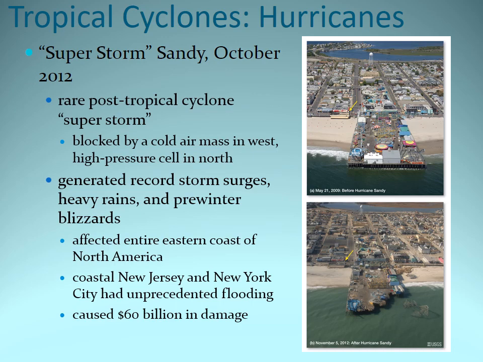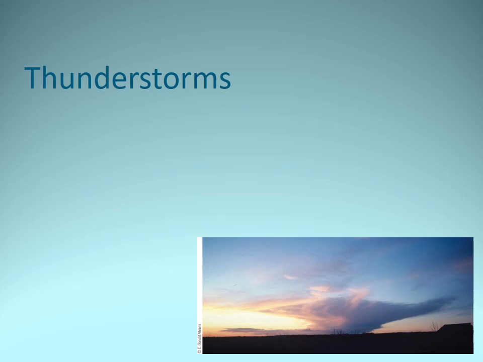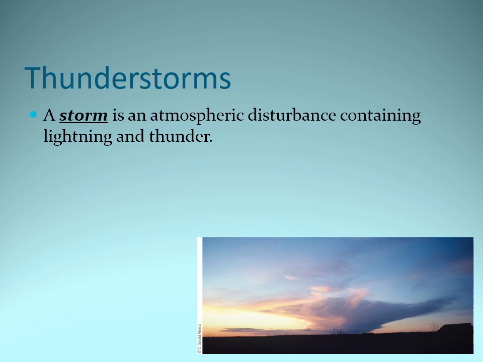So let's switch gears now. We're still talking about atmospheric disturbances, and we're going to get into something called a thunderstorm. Hurricanes are made up of thunderstorms, at least initially. What's interesting about hurricanes is there's very little lightning in most hurricanes. So then what exactly is a thunderstorm? Well, in the most strict sense, it's essentially just a storm that has lightning and thunder.